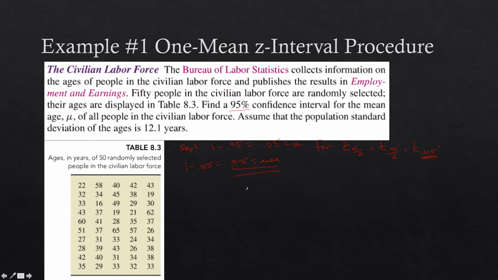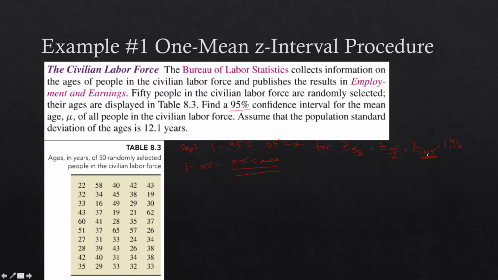So you need to go to Table 2 in the index, in the appendix, like we did earlier on in Chapter 6. You may want to review Chapter 6 for this. Go back to that Table 2. Look for the area of 0.975 in the Table 2 and tell me what the z-score is. What z-score goes with the area 0.975? And you should get 1.96.